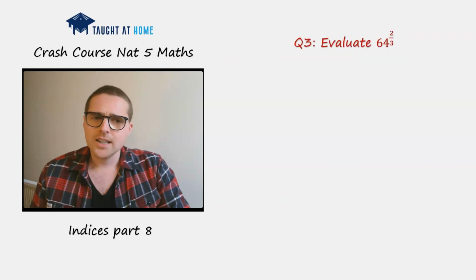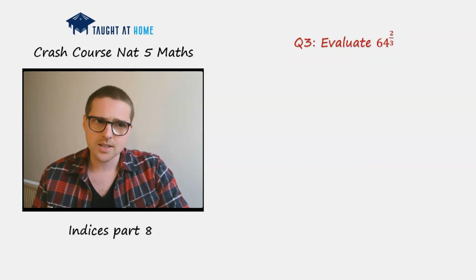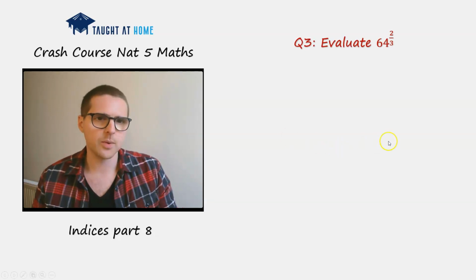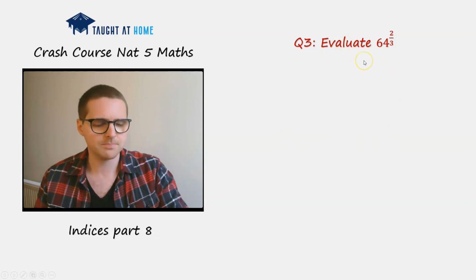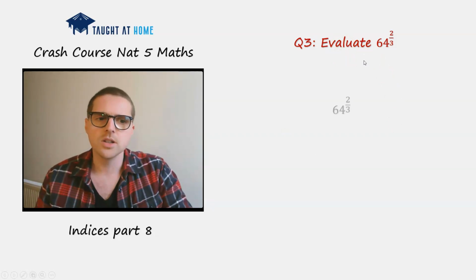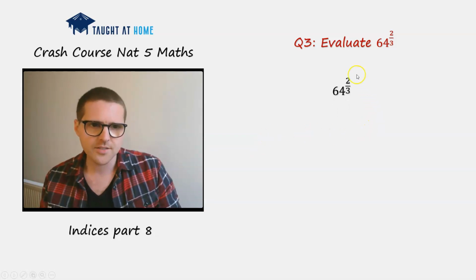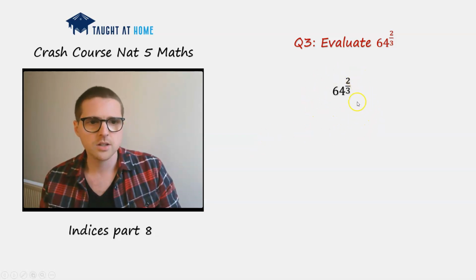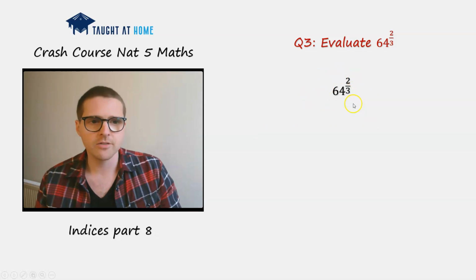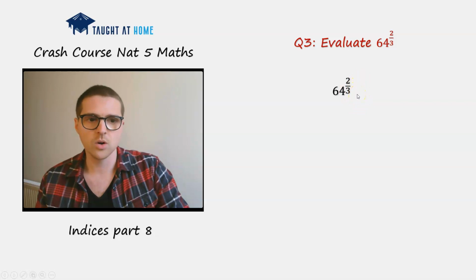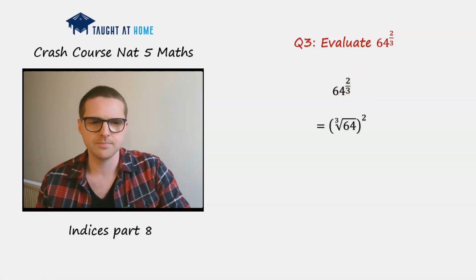Alright, and finally, evaluate 64 to the power of 2/3. So this word evaluate means we have to give a numerical answer. Alright, so let's start with this. What does this mean? Now this is the 7th law of indices, which states we're going to have the cube root of 64, squared, all squared, just like this.